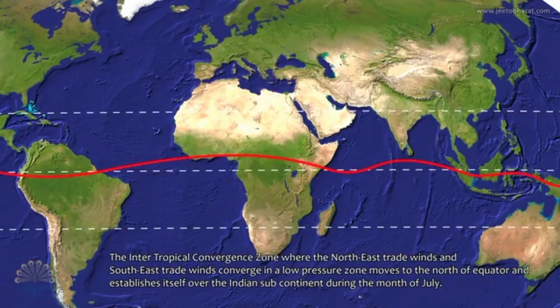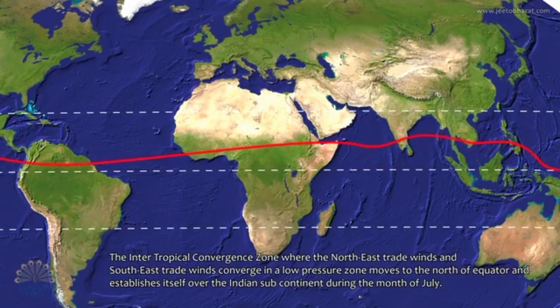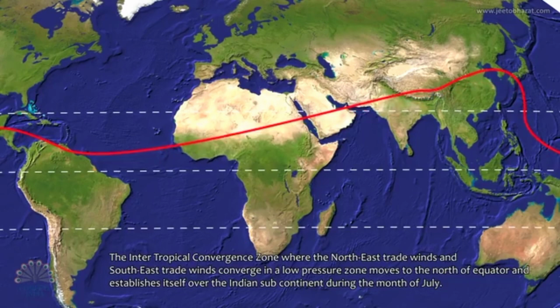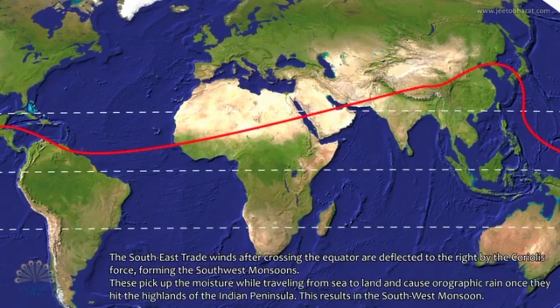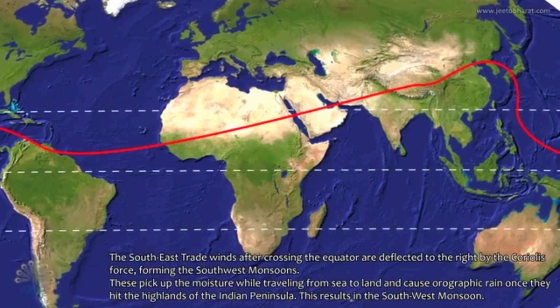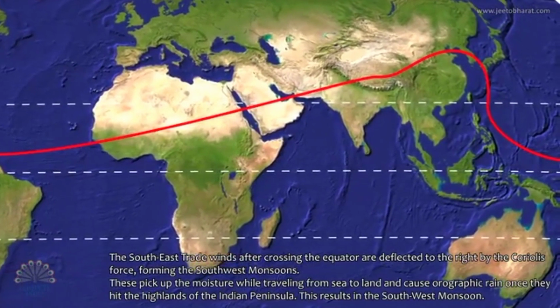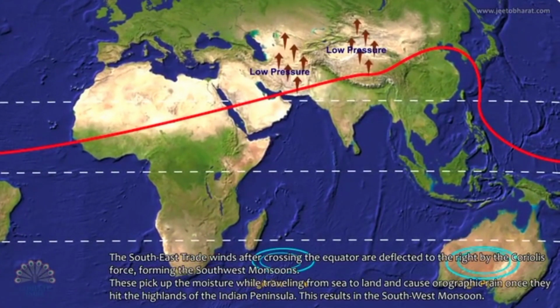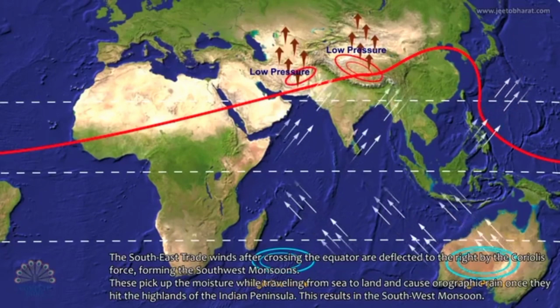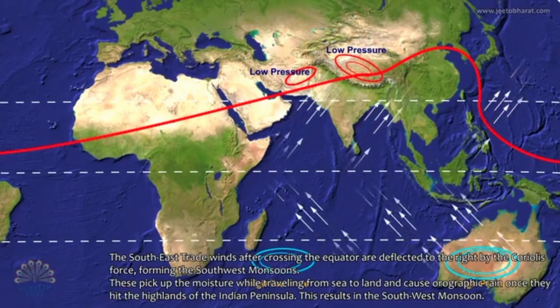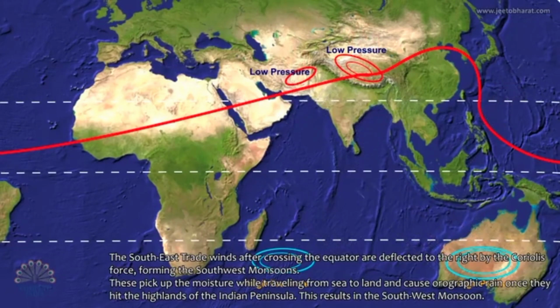The intertropical convergence zone, where the northeast trade winds and southeast trade winds converge in a low-pressure zone, moves to the north of the equator and establishes itself over the Indian subcontinent during the month of July. The southeast trade winds, after crossing the equator, are deflected to the right by the Coriolis force, forming the southwest monsoons. These pick up the moisture while traveling from sea to land and cause orographic rain once they hit the highlands of the Indian peninsula. This results in the southwest monsoon.